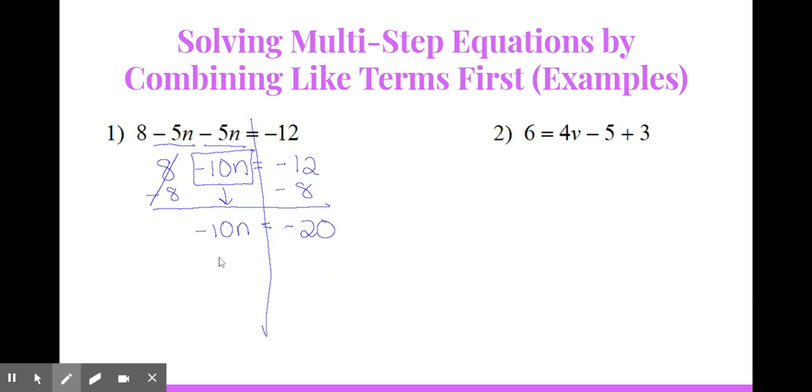One more step. This says negative 10 times n. So to undo that multiplication, I need to divide both sides by negative 10. My 10s will cancel. I'm left with n equals negative 20 divided by negative 10 gives me a positive 2.